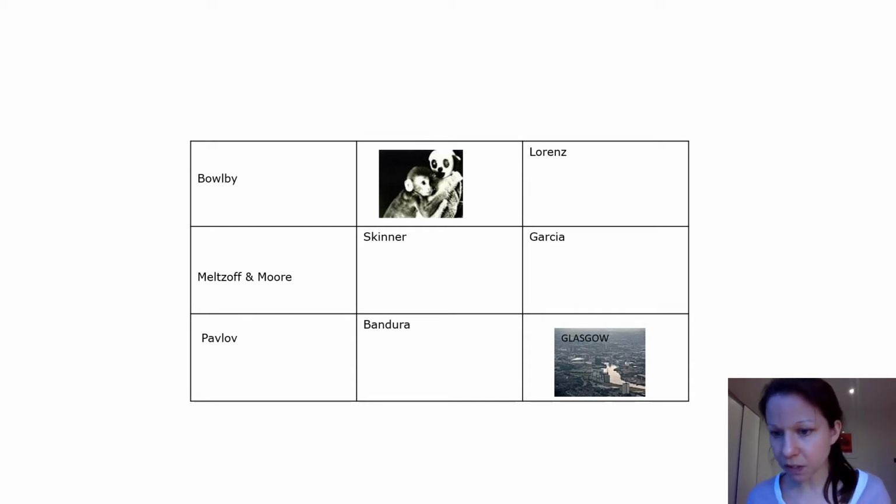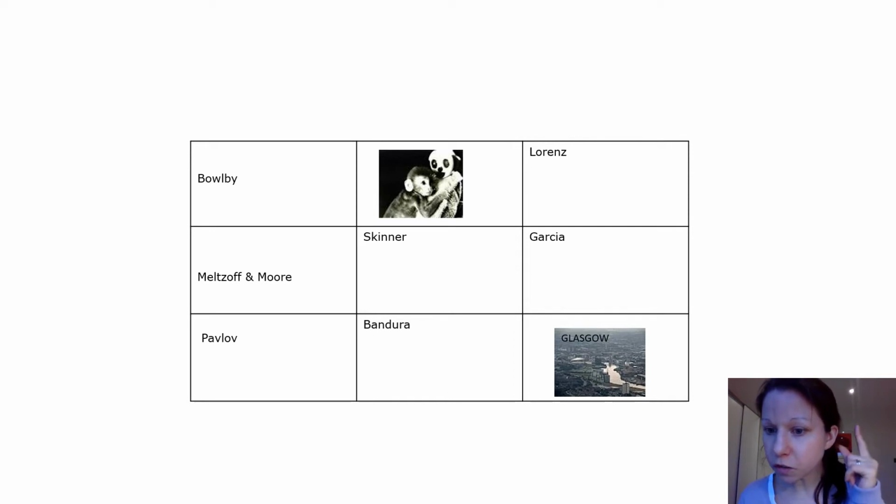Meltzoff and Moore we've looked at more recently. Reciprocity, interactional synchronicity, these are the words I would be expecting to see. And then the rest, apart from the Glasgow image, the rest obviously linked to your previous learning, Bandura, social learning theory, Garcia, classical conditioning, Pavlov, of course, Pavlov's dogs.